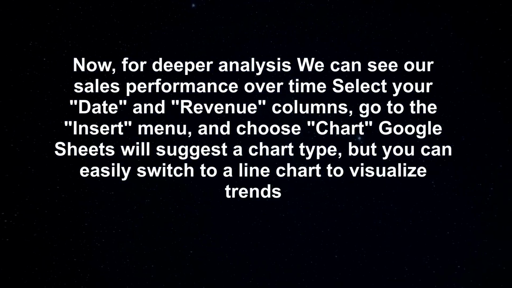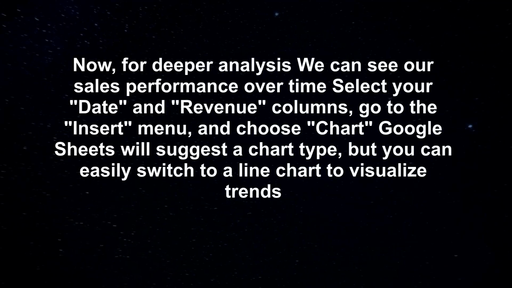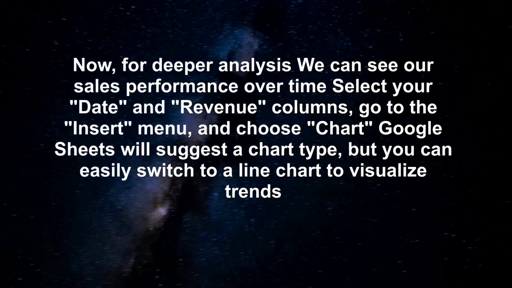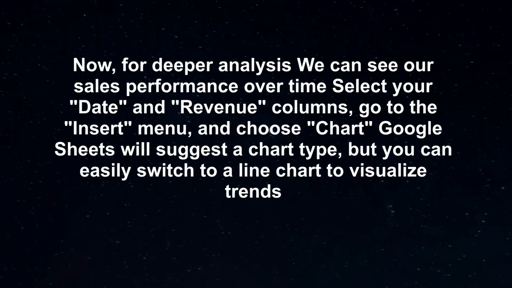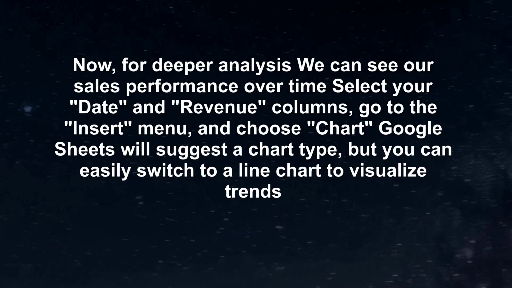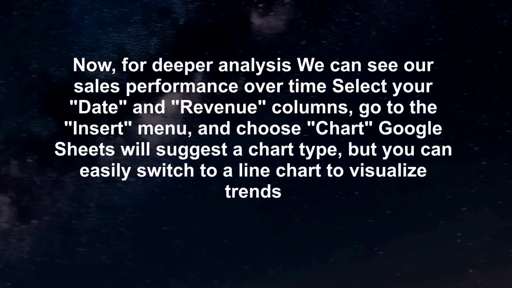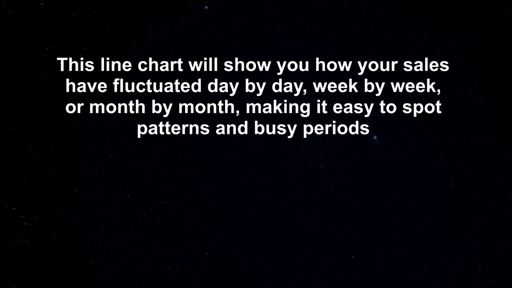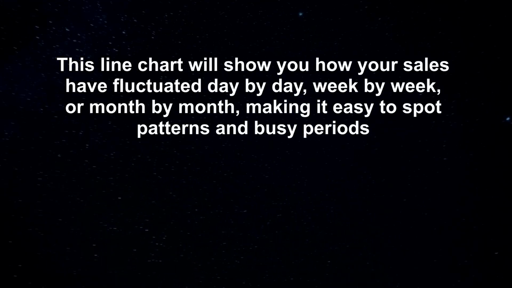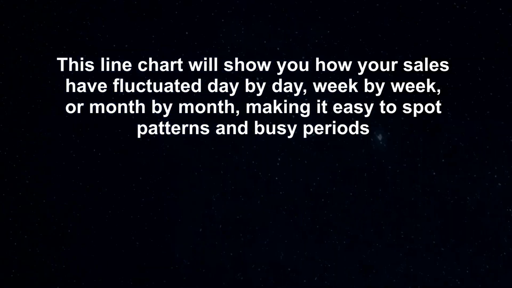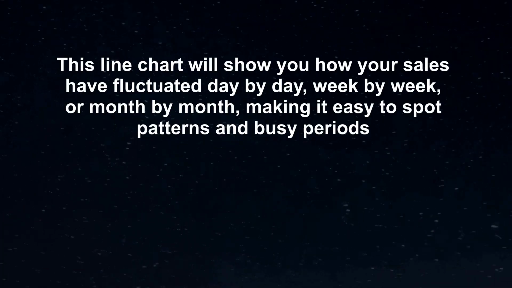Now, for deeper analysis, we can see our sales performance over time. Select your date and revenue columns, go to the Insert menu, and choose Chart. Google Sheets will suggest a chart type, but you can easily switch to a line chart to visualize trends. This line chart will show you how your sales have fluctuated day by day, week by week, or month by month, making it easy to spot patterns and busy periods.